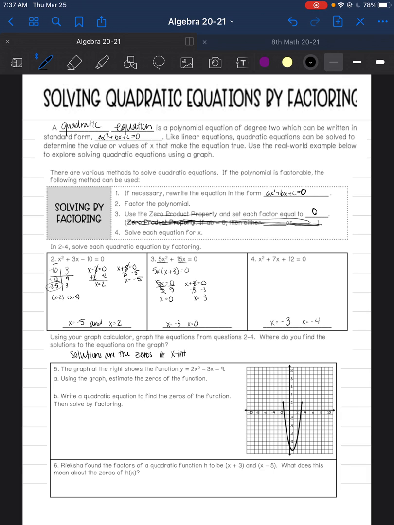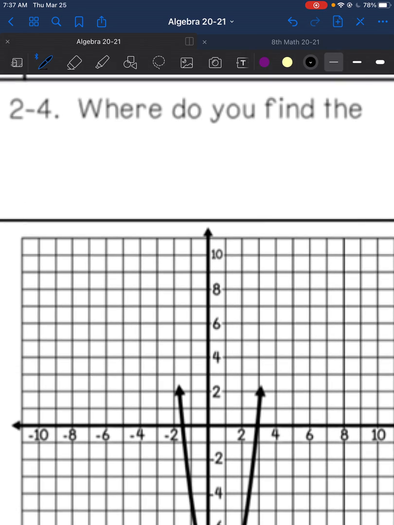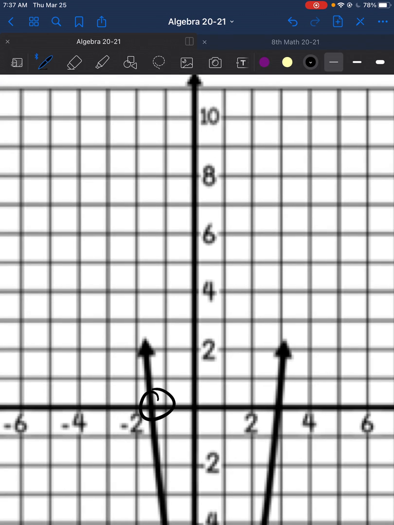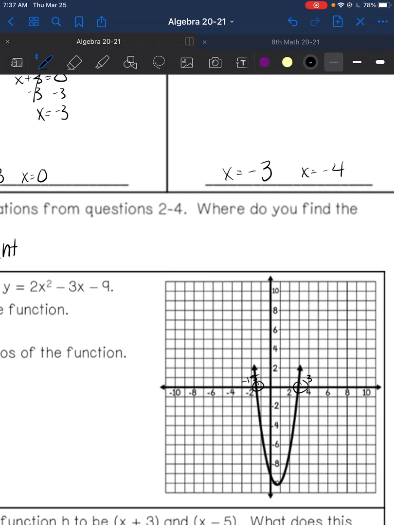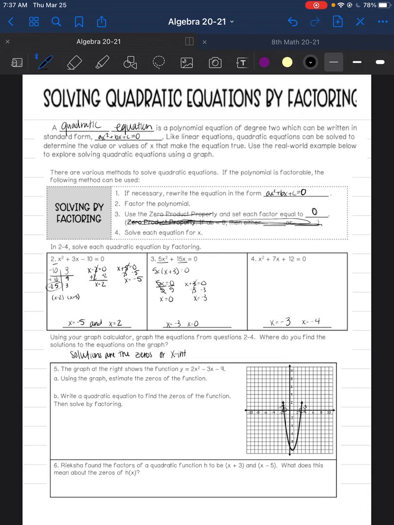The graph on the right shows the function y equals 2x squared minus 3x minus 9. Use the graph to estimate the zeros of the function. So looking at the graph, that is where our zeros are. It looks like negative 1.5 here, and I'd say almost 3 here. So that's my estimation of the zeros.